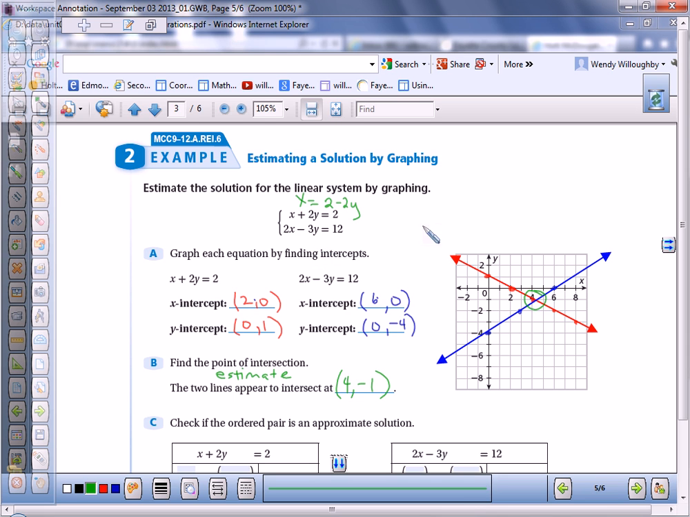Okay, so we would use substitution, and we could substitute in for x what x is equivalent to. Because x is also equal to 2 minus 2y, we can do 2 times 2 minus 2y. And so we get 4y minus 3y equal to 12. So you get -7y is equal to 8, and so y is equal to -8/7. Now that's pretty close to -1, isn't it? It's -1 and 1/7. So we were close.